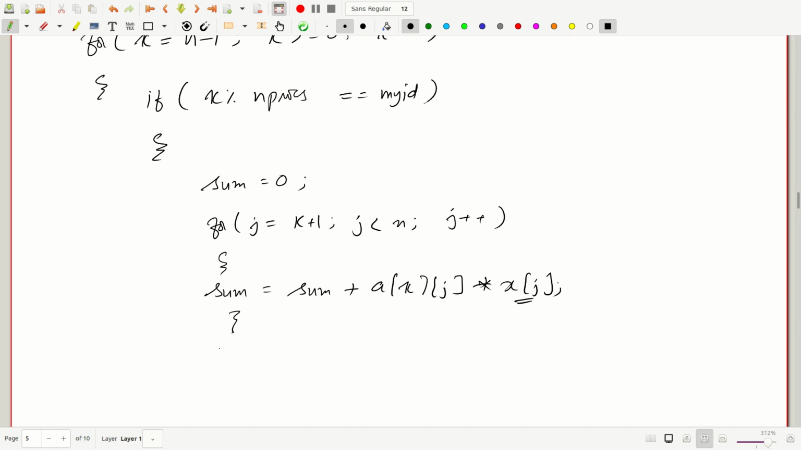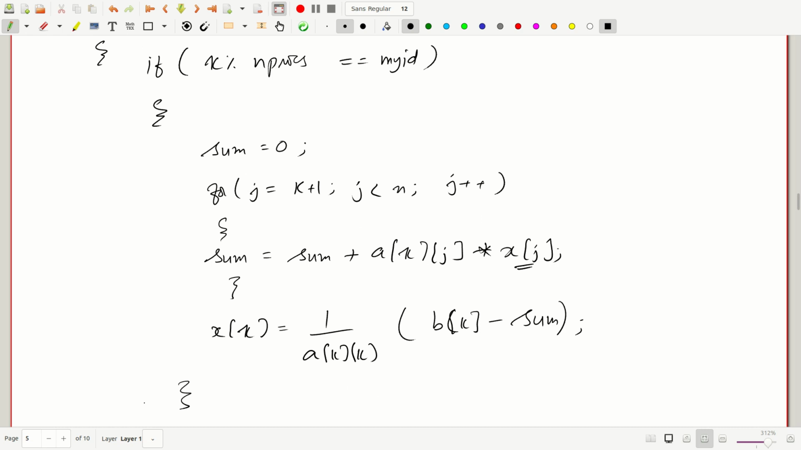So we have the summation, then your x_k would be equal to 1 by a_kk multiplied by b of k minus the sum, right? We do that. Okay, that's done.